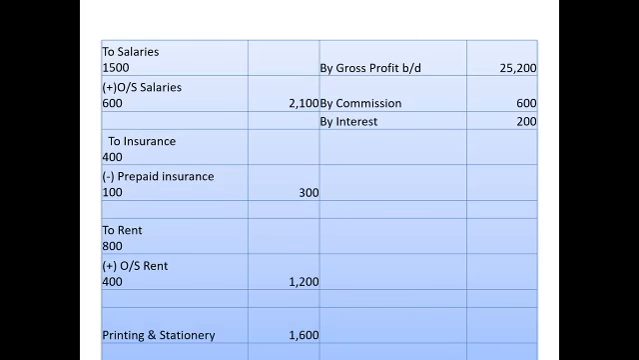Usually we start with the credit side by gross profit brought down 25,200. And on the debit side, all the expenses we have to write. To salaries, 15,000 plus outstanding 600. Next to insurance 400, subtract the prepaid insurance, the net amount will be 300. Rent, there is outstanding, we have to add 400, 1,200. Printing and stationery 1,600.